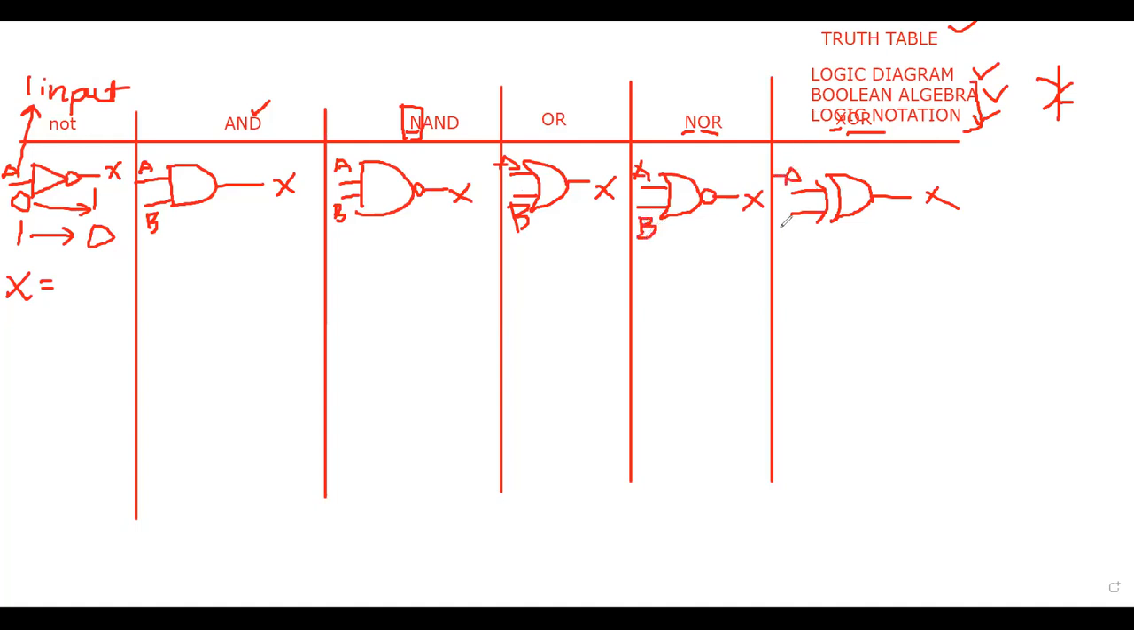So far, so good. So what would be the output of it? X is equal to A, but A would not be a simple A. It would be inverted. We call it A complement.